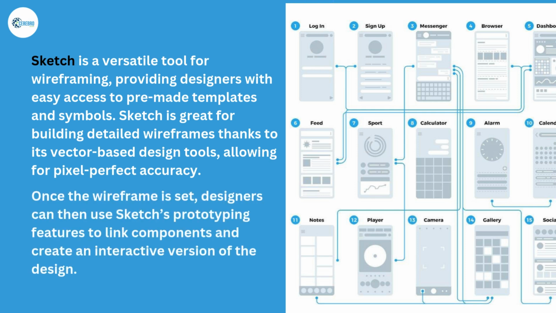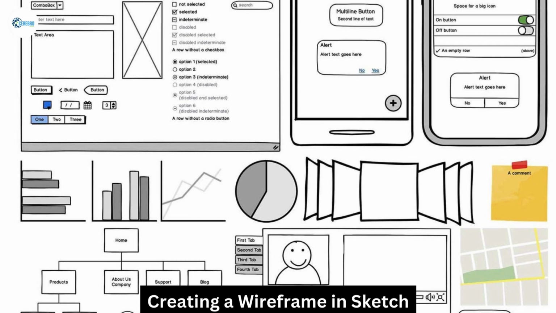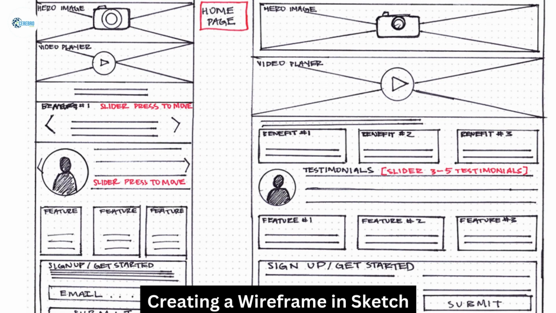Once the wireframe is set, designers can then use Sketch's prototyping features to link components and create an interactive version of the design. Sketch integrates seamlessly with other tools and plugins, allowing for smooth handoffs to developers once the wireframe and prototype are finalized. It's a go-to tool for many designers working on both low and high-fidelity wireframes.